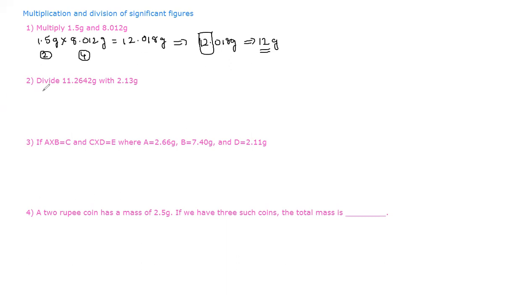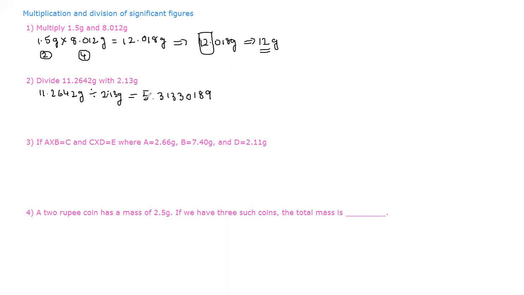Now, in the case of division, it's the same rule. When you divide 11.2642 grams by 2.13 grams, which will be equal to, you can calculate it later, but I'm just writing the answer over here, 5.3133018. See how many digits are there, but we have to round off.